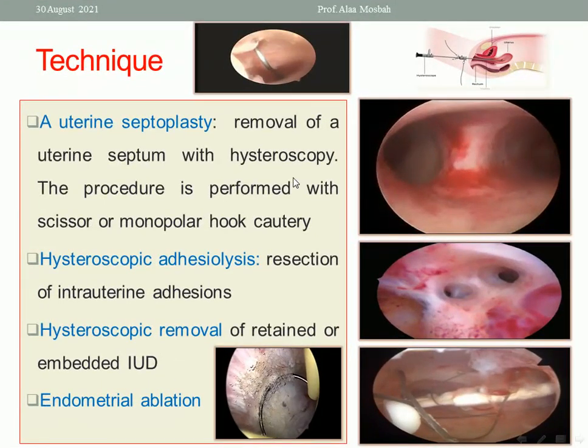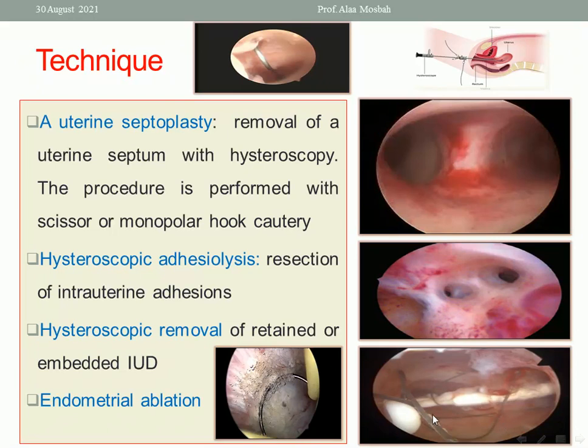Also, hysteroscopy can be used for septoplasty, removal of a uterine septum. This is a septate uterus and this is the septum. We can cut this with the hook, perpendicular to the septum, or by cutting with scissors. Okay, this is intrauterine adhesion, called Asherman syndrome. Using hysteroscopy, I can do adhesiolysis, cutting the adhesions.